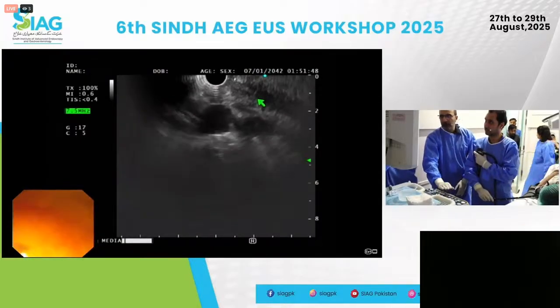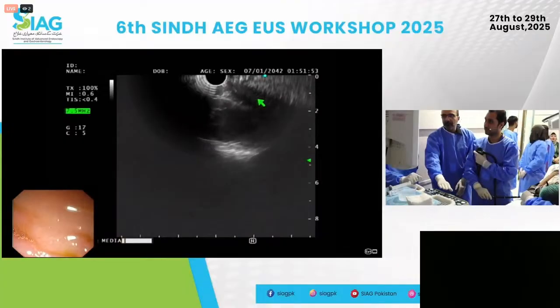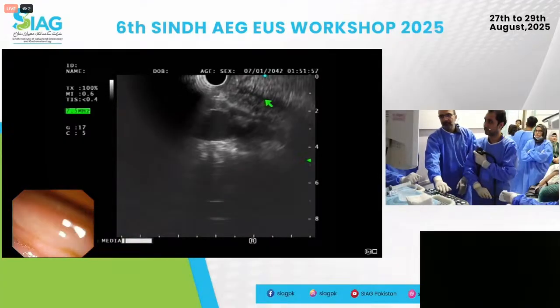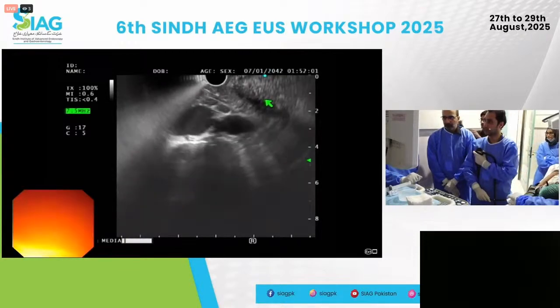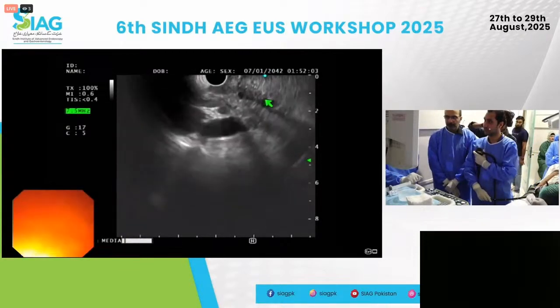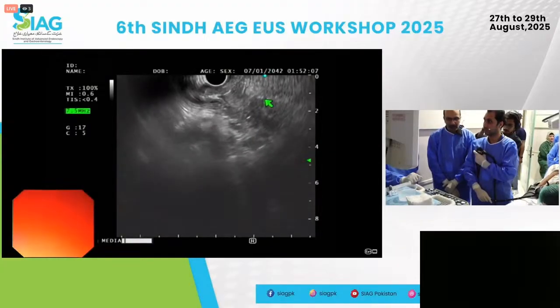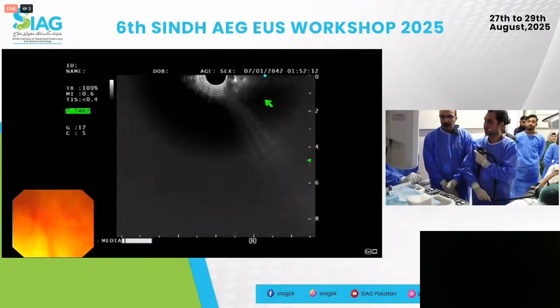Okay, pull back. Here's your bile duct, a glimpse of your bile duct. Okay? So, okay, now big wheel away from you, go counter. Okay, let me just show you for a second.